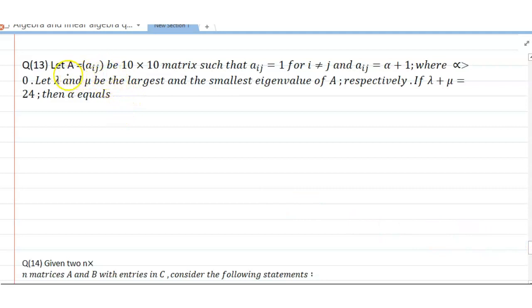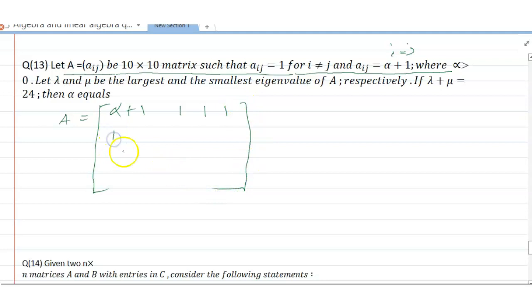The next problem: let A equal to Aij be a 10 cross 10 matrix such that Aij equals 1 when i does not equal j, and Aij equals alpha plus 1 when i equals j. Alpha is greater than 0, so lambda plus mu is equal to... So my matrix A has alpha plus 1 on the diagonal and 1 everywhere else. This is the 10 cross 10 matrix, friends, no problem.